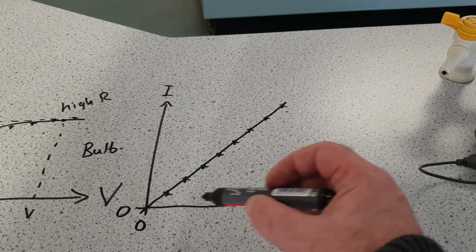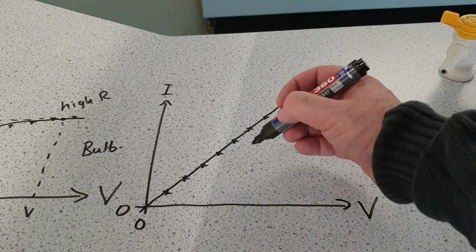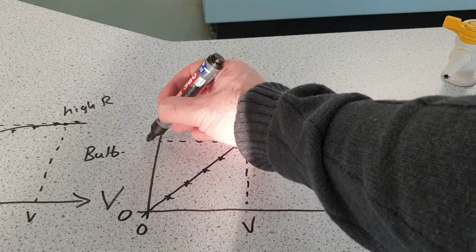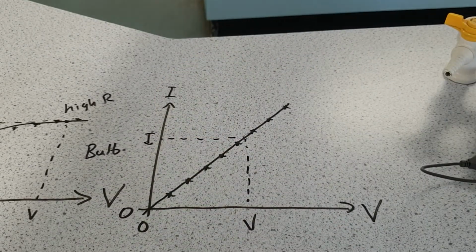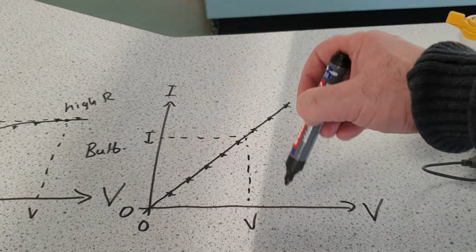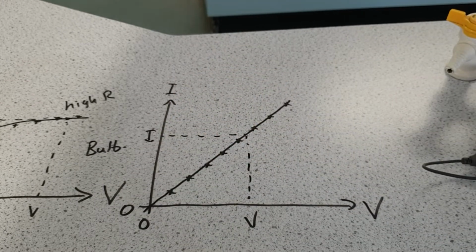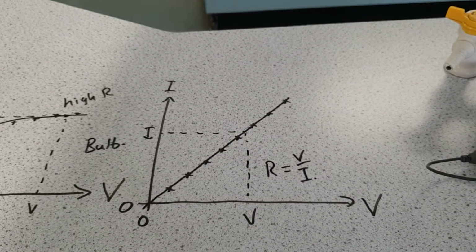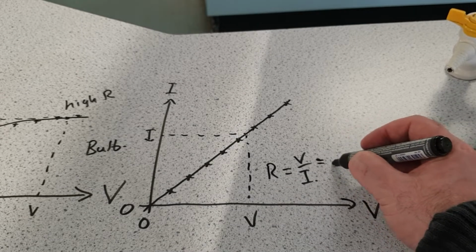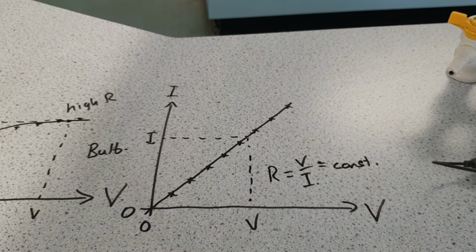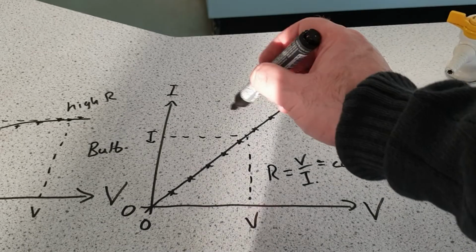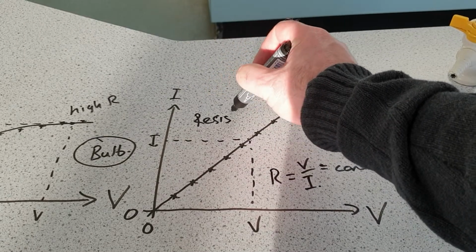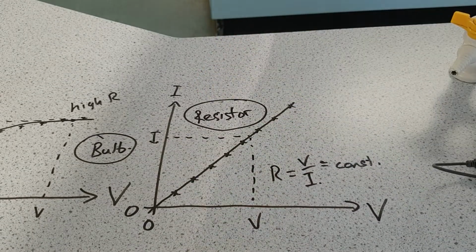And it doesn't matter what voltage you take, you could read off the voltage and the current. So I could read off the voltage at this point here and read off the current. And I could do voltage divided by current at any point on that line, and it would give me the same value, because remember, R, the resistance, equals V divided by I. And in this case, it's a constant. It doesn't change. So this is the graph you would expect. That was a bulb previously. This is the graph you would expect for a resistor.